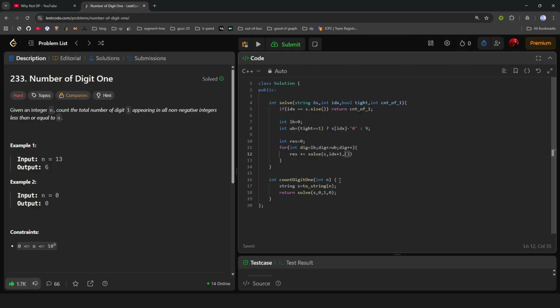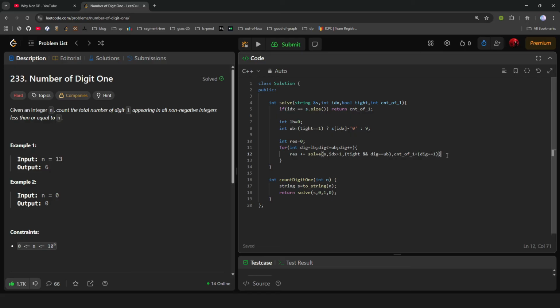If the value of type was true till now, and the current digit that I have selected is equal to the upper bound, then for the next block also the condition will be tight. But if it is not the case, then it will be false, and then we will be allowed to take up any value from 0 till 9. The next thing will be to decide the value of count of 1 for the next iteration: whatever the count of 1 value was already present till now, plus whether the current selected digit is equal to 1 or not.